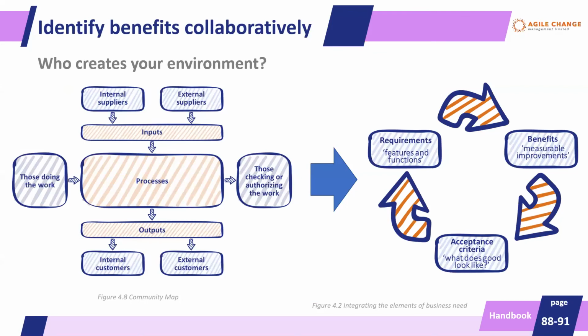Now, if we think about benefits, we need to think about who we're going to consult. Who do we ask to try to get the widest possible understanding of what the good result should be? So, of course, that takes us back to our community map, because we have to work collaboratively with everybody on there to try to work out what's the end result, what does good look like, the acceptance criteria, and then to consult on the features and functions. So again, we need to be thinking about who is involved in our change.